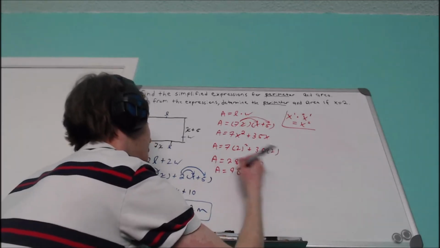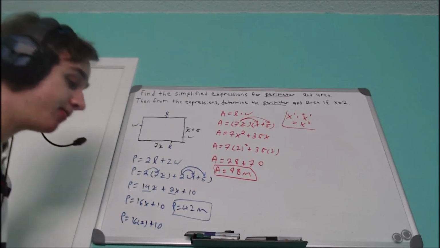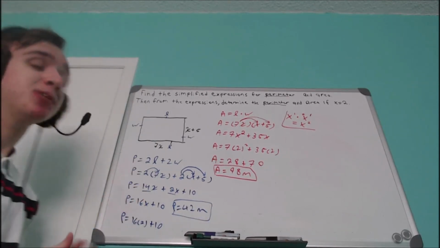And we can just assume meters. It doesn't tell us what unit to use, so we can just put meters. But yeah, that's how you find the simplified expression for perimeter and area.